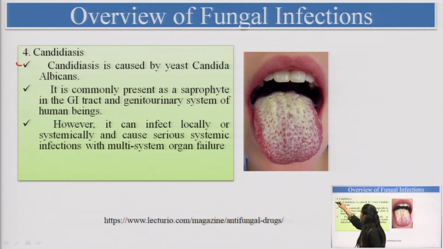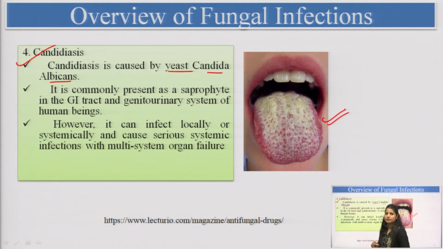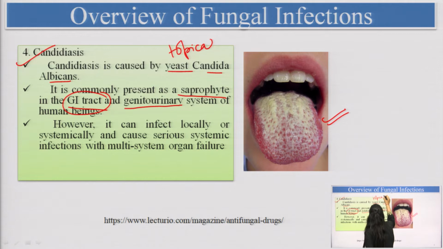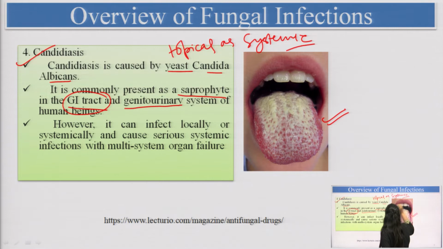Now, other infections such as candidiasis, here we can see. Candidiasis is caused by the yeast Candida albicans, a fungus commonly present as a saprophyte in the GI tract. It can affect the gastrointestinal tract and the genitourinary system. So, it is topical, means local, as well as systemic. It can spread both ways.